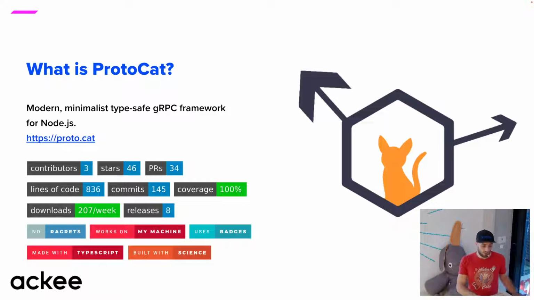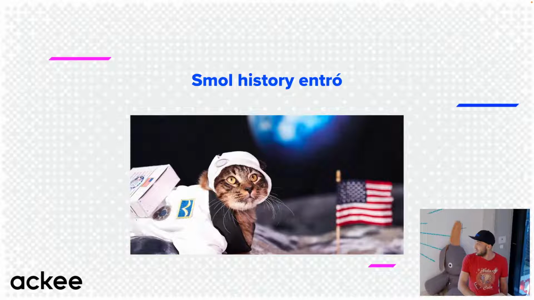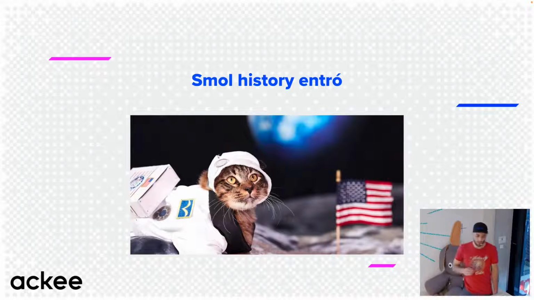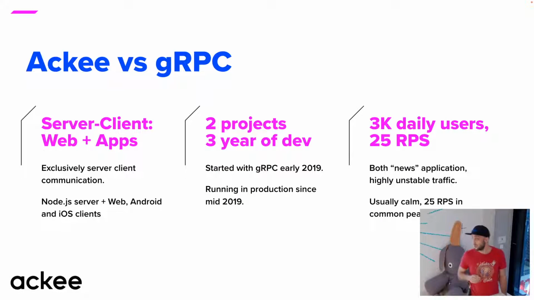So, yeah, that hopefully covers the title, what is protocat? Everybody wondering what the hell is protocat. So, hopefully I have answered that. And now let's look into a small history entrée on what we do with gRPC at Ackee. So basically we use it for server-client communication, which is a bit odd. Usually when we say gRPC, people say, oh, you mean backend to backend? And we're like, no, we use server-client communication.